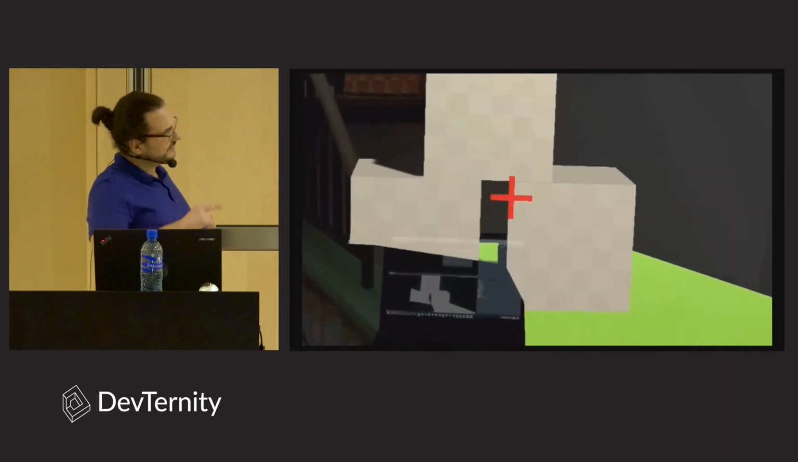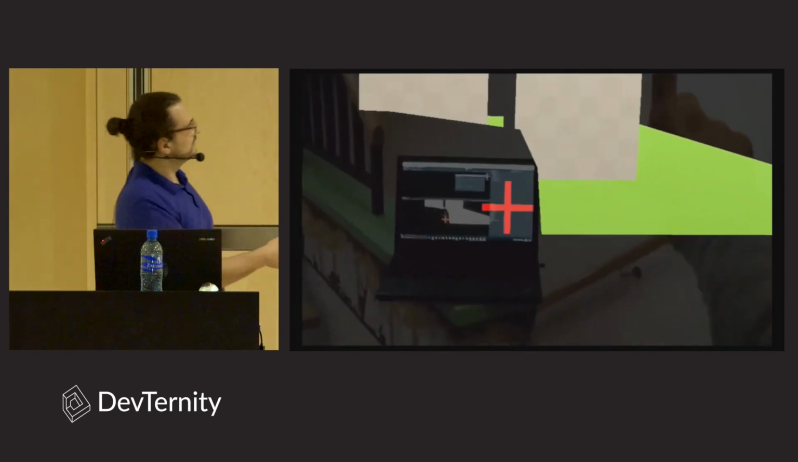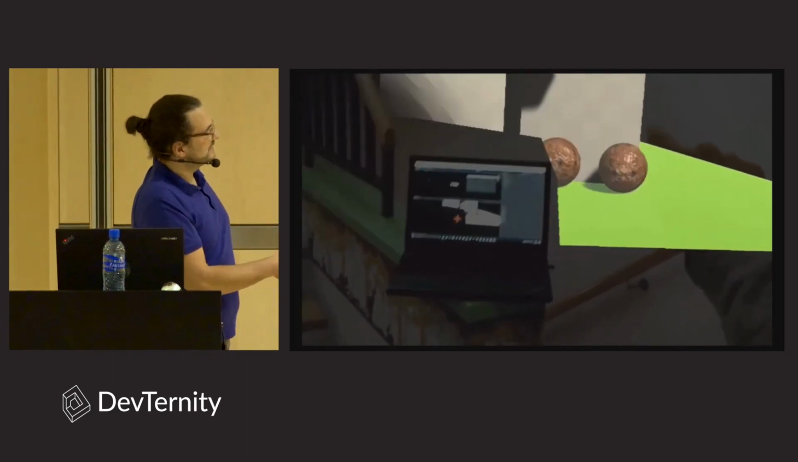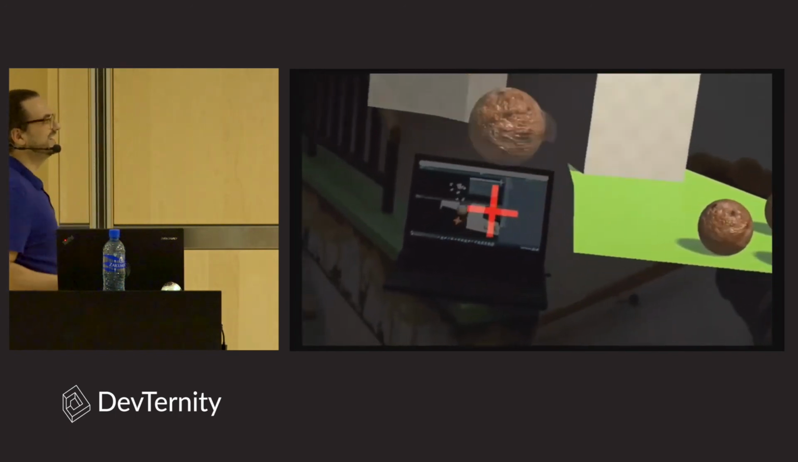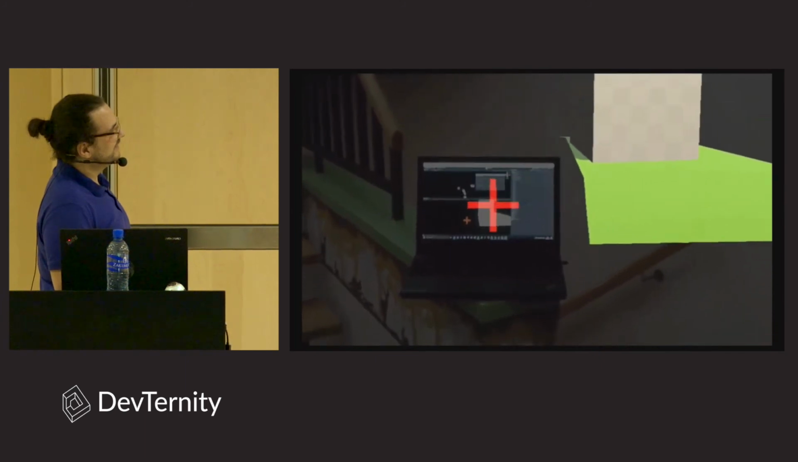So what you see here in the video in the front is what I'm seeing with the HoloLens. And in the background, you might be able to see my computer, and as you can see, this computer is rendering the same scene. By the way, these are meatballs. And yep, you can see the scene rendering there in the background.